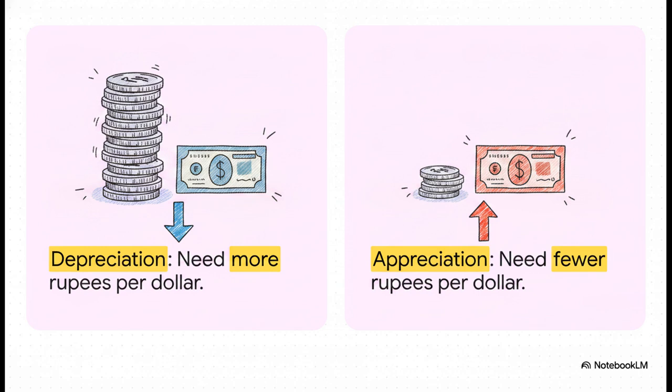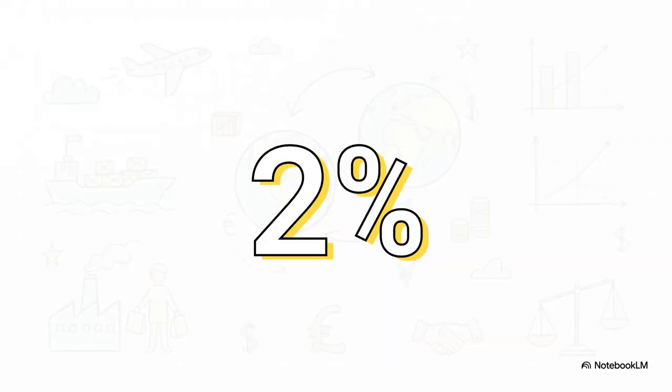On the flip side, appreciation means your currency's value goes up. It takes less local money to buy that dollar, making foreign imports super cheap for your citizens, but potentially pricing your local exporters completely out of the global market. So, what actually drives these rates to jump around every single day?